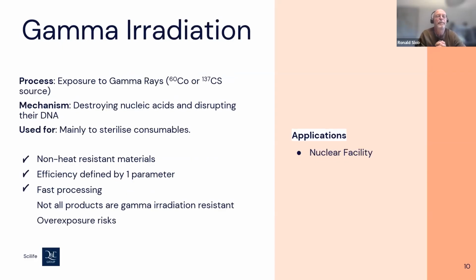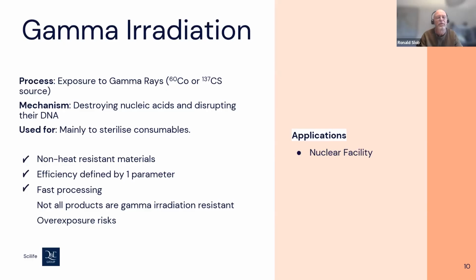Without the heat, we also have gamma irradiation. So that's just exposure to a gamma source. That can be cobalt or cesium sources. And it also does the same thing: it's destroying the nucleic acids and disrupting the DNA of your bioburden which is in there. So mainly it's used for sterilizing consumables. Yeah, not everybody has a nuclear reactor on site. I hope not.